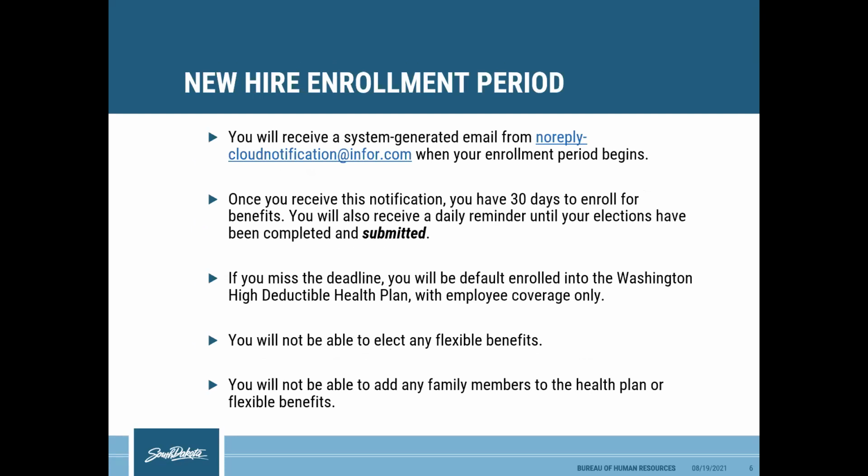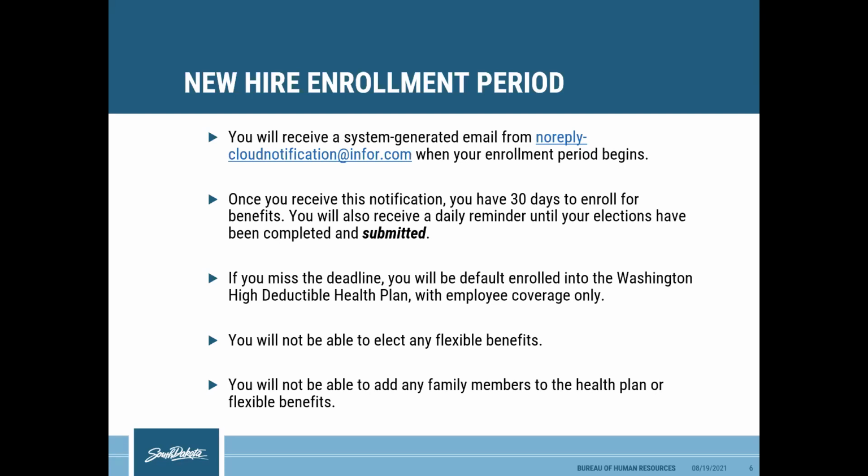Now, your new hire enrollment period. For this, you'll receive a system-generated email from our no-reply email address when your enrollment period begins. Once you receive this notification, you'll have 30 days to enroll for your benefits. During this time, you will also receive a daily reminder to complete and submit your elections. Please remember, submitting them is very important.